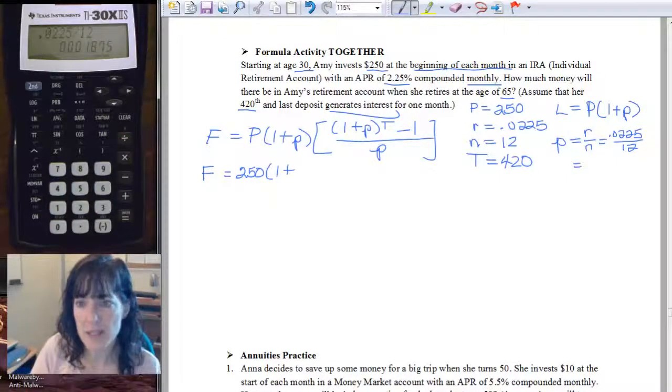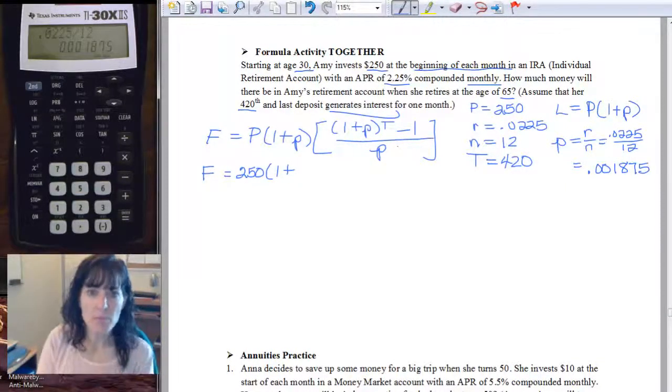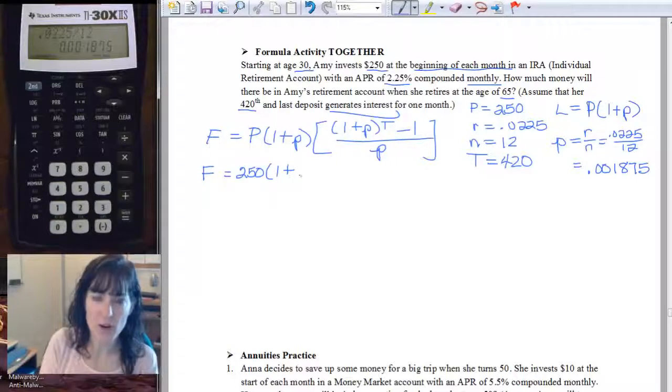And I get 0.001875. So I'm going to have to put that in a couple of places. You can see right here, and right here. So I can write those in, 0.001875. It just takes up a lot of space.